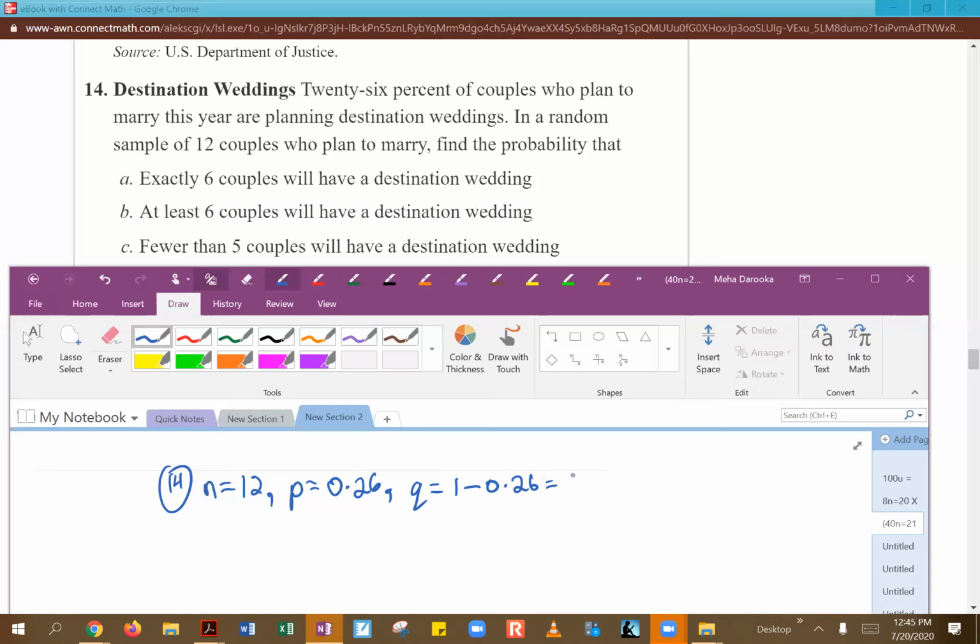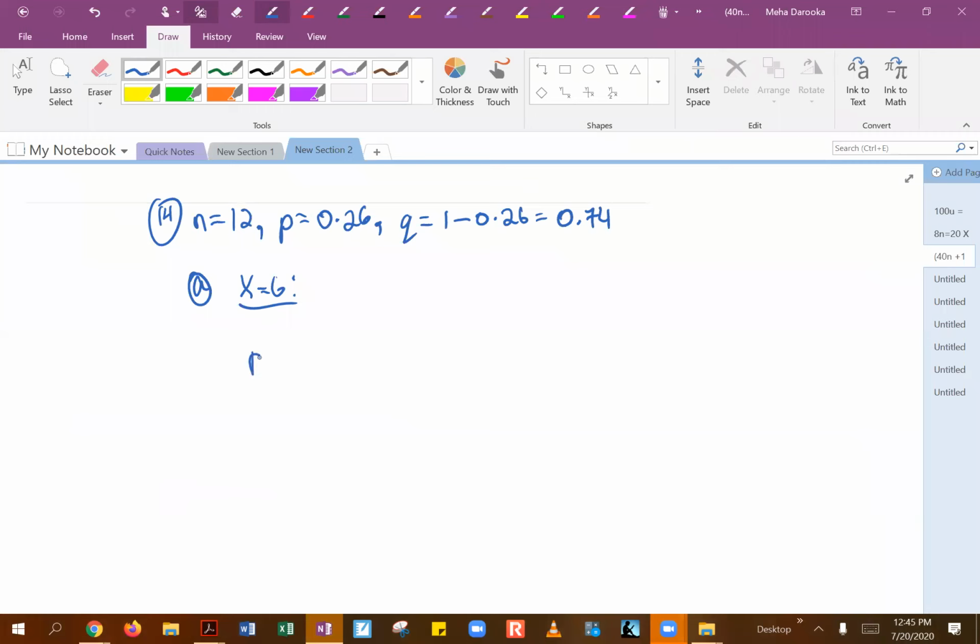Very nice, Lily, 0.74. And then, of course, our X value is going to keep changing based on parts A, B, and C. So let's start with the first part. This is where they are saying exactly 6 couples. So that means X equals 6 in this case. So this is finding a probability for X equals 6. We will have to use the binomial formula because of that 26%.